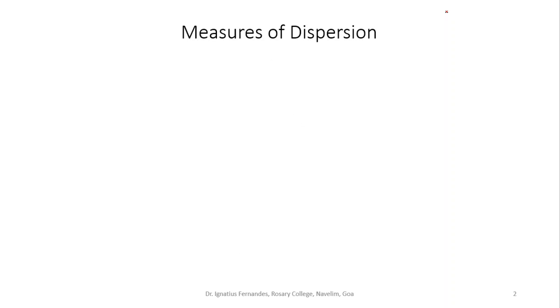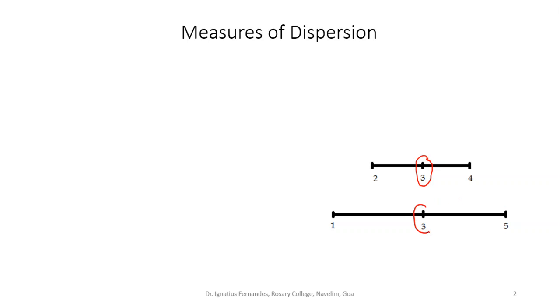Let's say, for example, suppose you consider these two data sets. I have a data set containing 2, 3 and 4, and a data set which contains 1, 3 and 5. A very simple example. If I find the mean of the first data set 2, 3, 4, the mean is 3, whereas for the second data set 1, 3, 5, the mean is also 3.